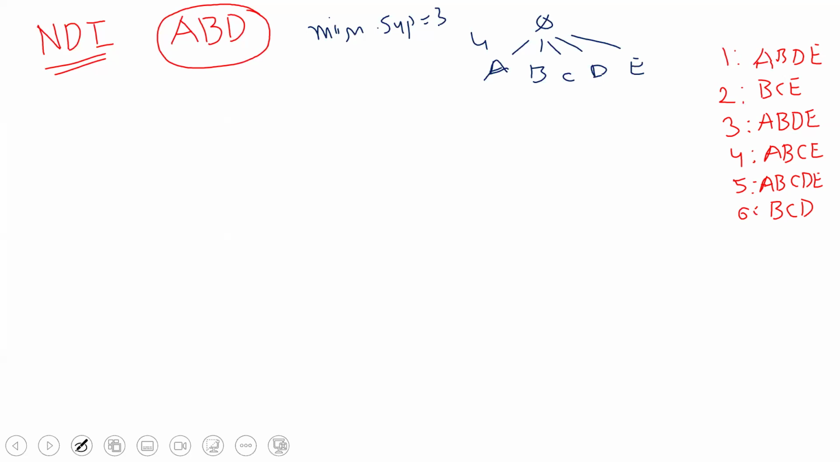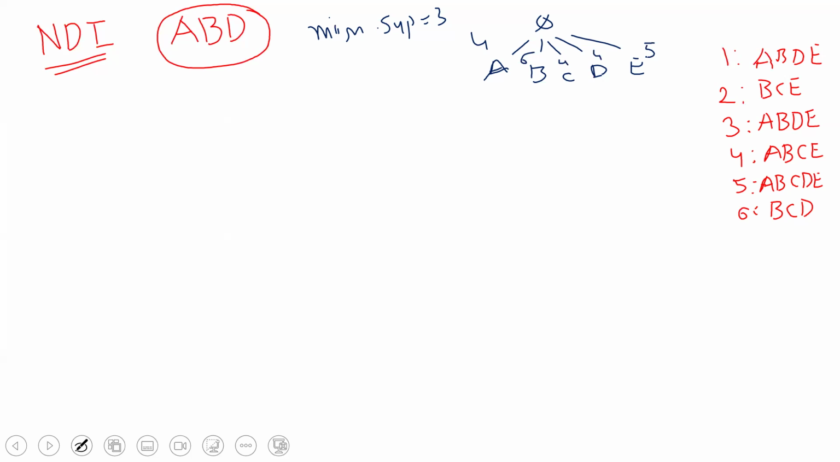For A it is 4, right? What is the support of B? 6 is the support of B. Support of C is 4. Support of D is 4. Support of E is 5. So support of C is 4, D is 4, B is 6, and A is 4. So we got everything.